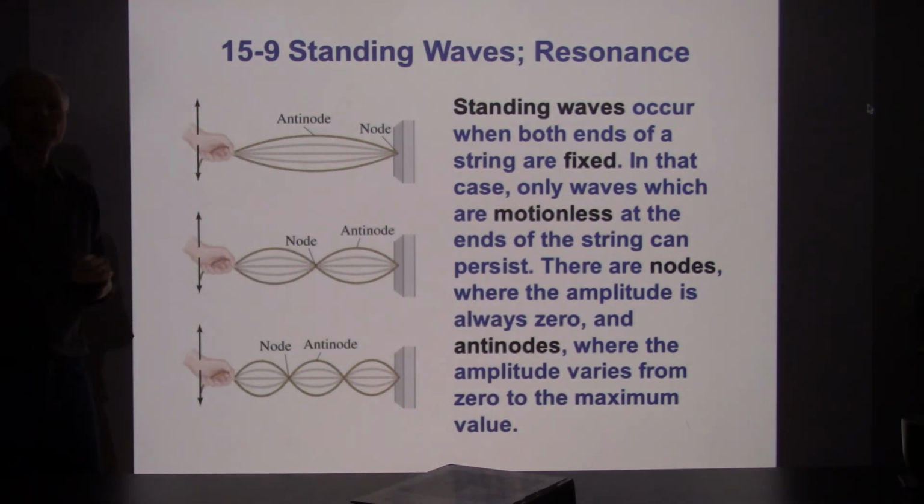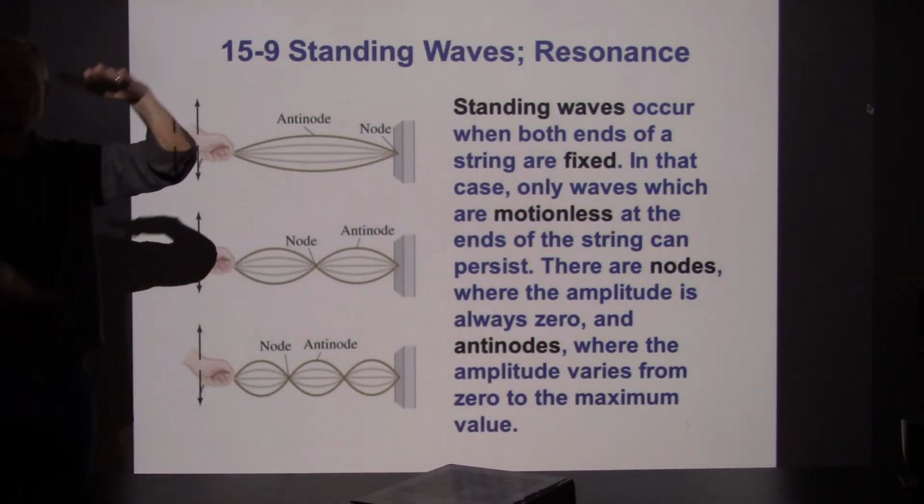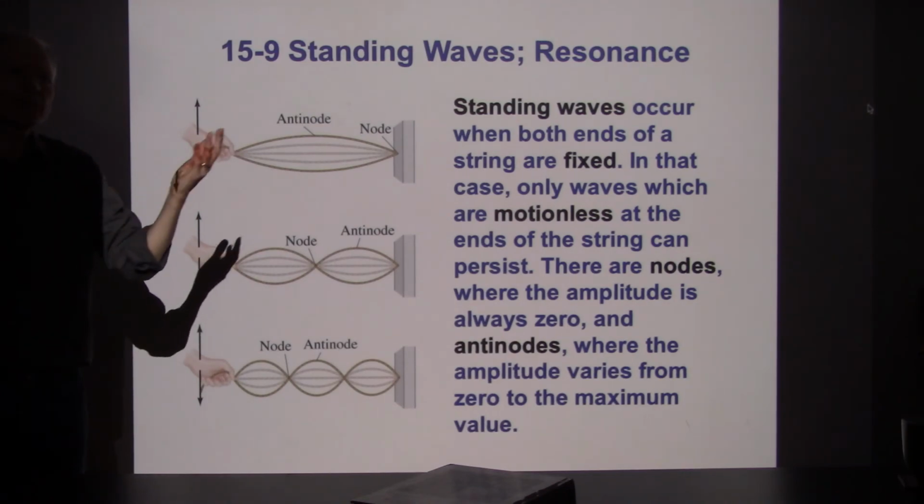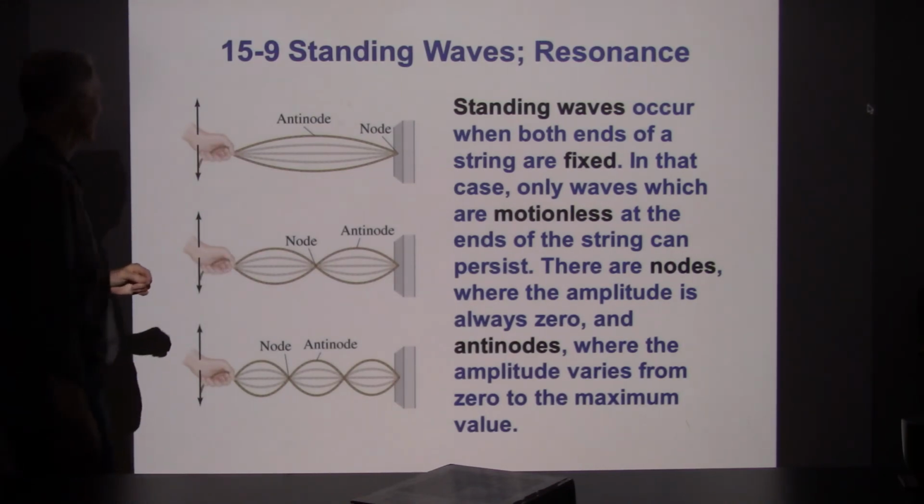I think that's brilliant. You know, what do you call the place where the amplitude is the very largest? A node is where the amplitude is 0. Oh, let's call it an antinode.